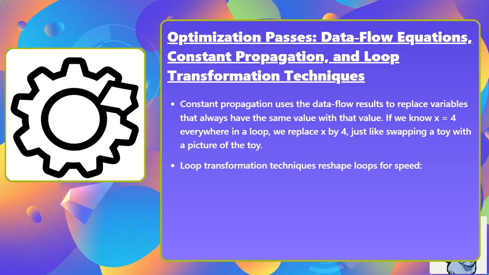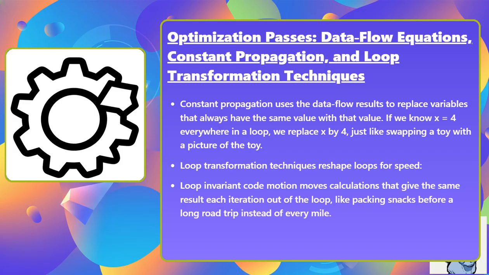Loop transformation techniques reshape loops for speed. Loop invariant code motion moves calculations that give the same result each iteration out of the loop, like packing snacks before a long road trip instead of every mile.